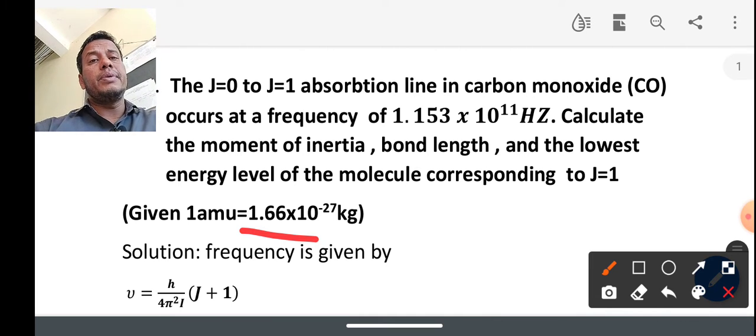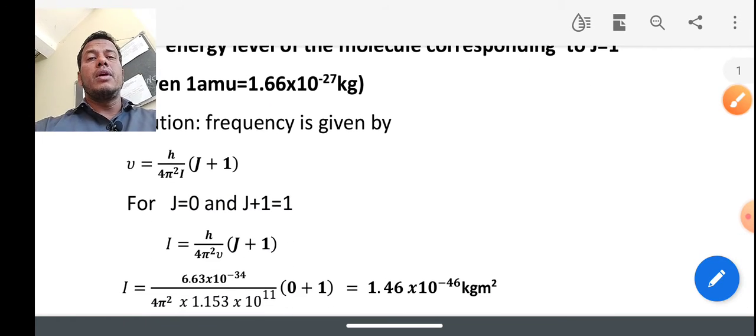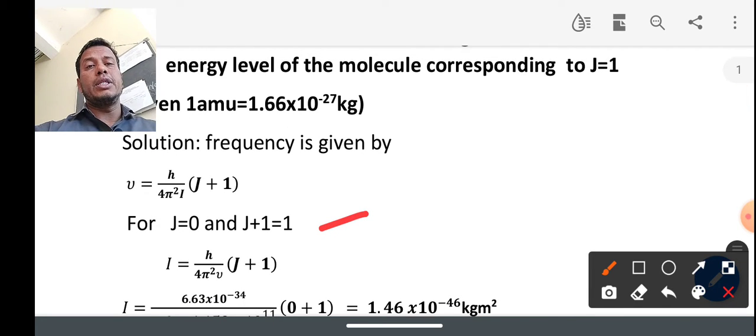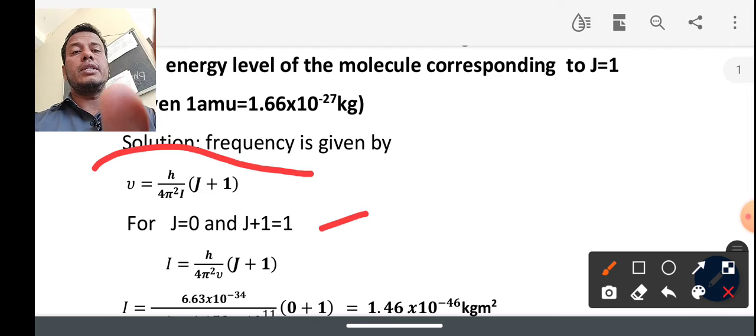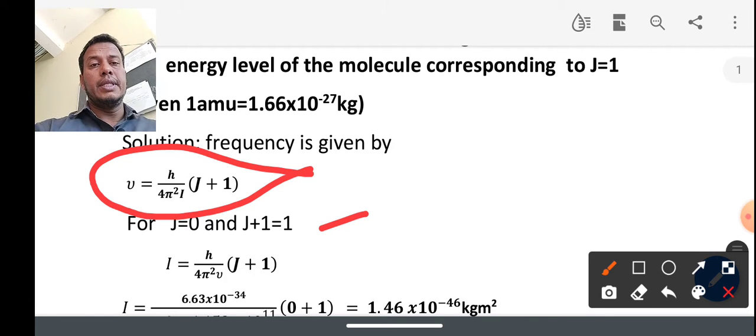Here, calculate the moment of inertia at first. Whenever a problem is given, you must follow the direction given. First calculate the moment of inertia, then the bond length, and then the energy. For J equal to 0, J plus 1 equals 1. We know from the previous equation that nu, the frequency, is equal to h by 4 pi square I into J plus 1.